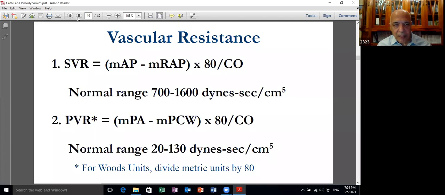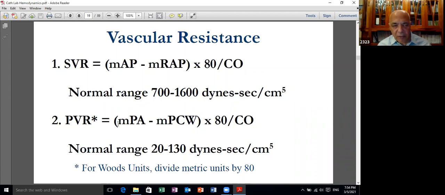So to calculate the systemic vascular resistance, it's equivalent to the mean arterial pressure minus the mean right atrial pressure divided by the cardiac output. And in order to get metric units, or dyne second per centimeter to the power 5, you have to multiply by 80. If you want to get it in Wood units, then you drop the 80. So the normal systemic vascular resistance varies between 700 and 1600 metric units, and this is equivalent to 9 to 20 Wood units.